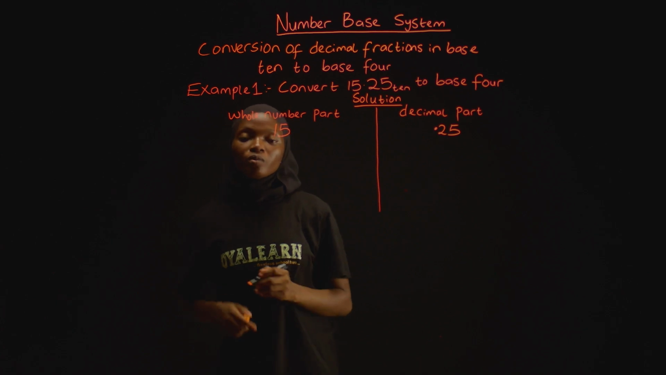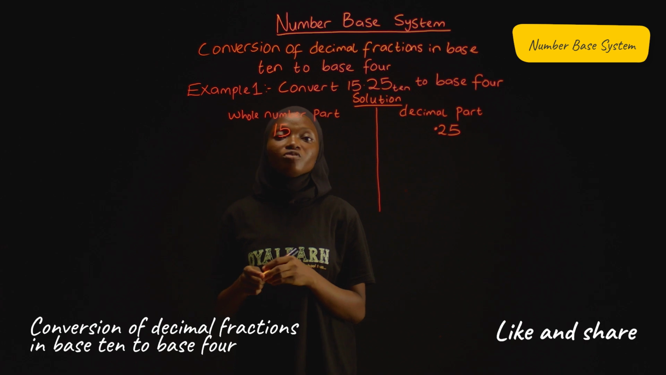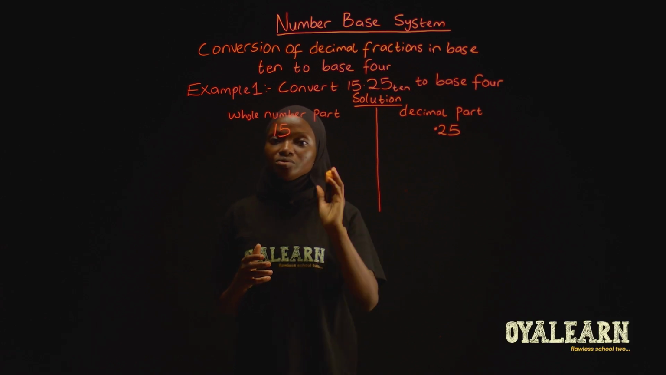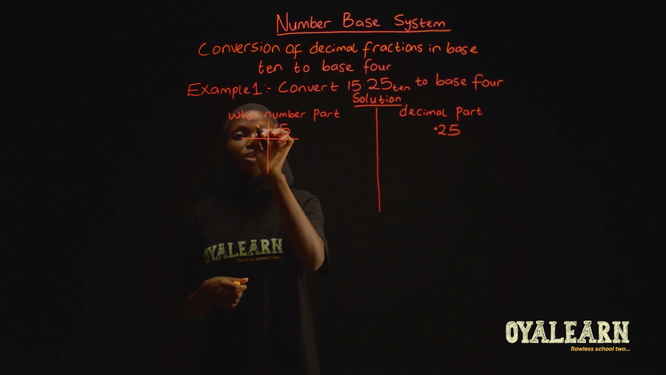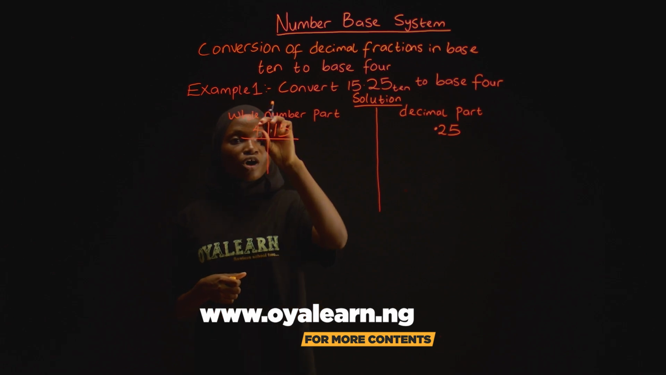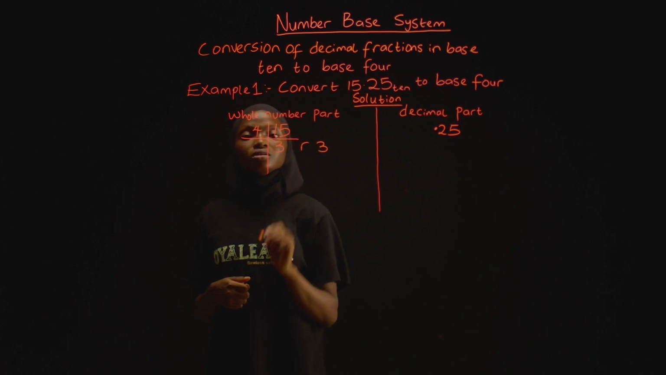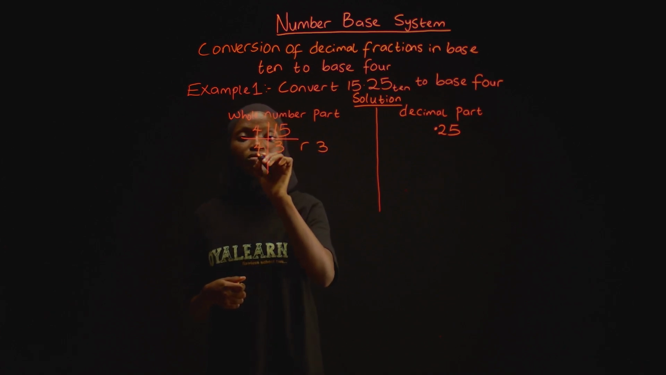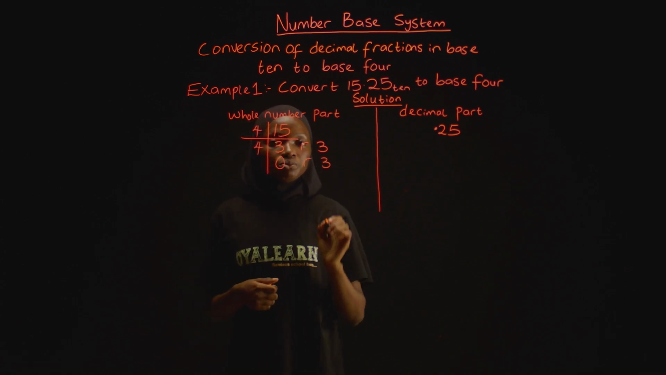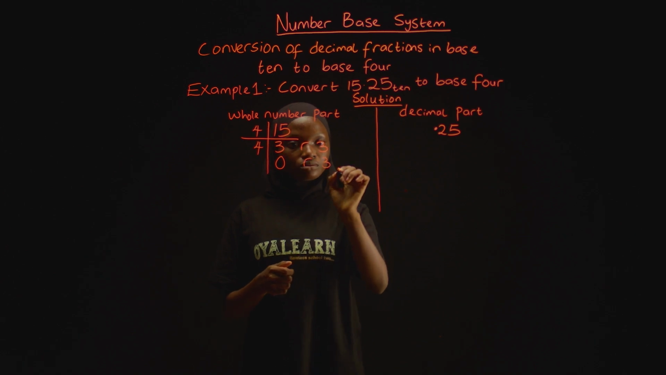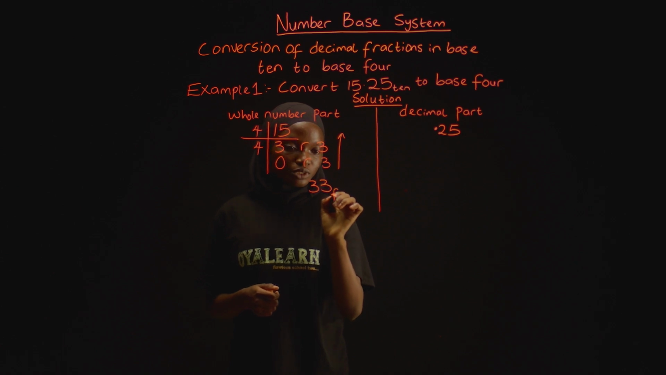So to convert a whole number to a number in base 4, we divide repeatedly by 4 until further division is no longer possible and read the remainders upwards. So draw a table, then we have 4 at this side. 4 goes in 15, that's 3, remainder 3. Divide again by 4. 4 goes in 3, that's 0, remainder 3. Read the remainders upwards. You have 33 base 4.